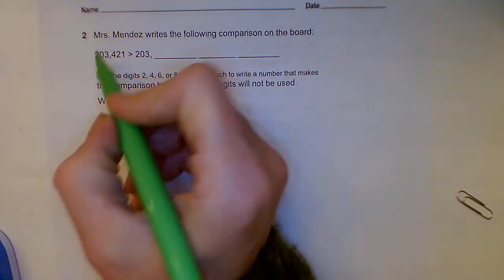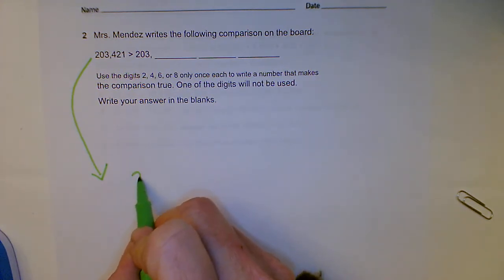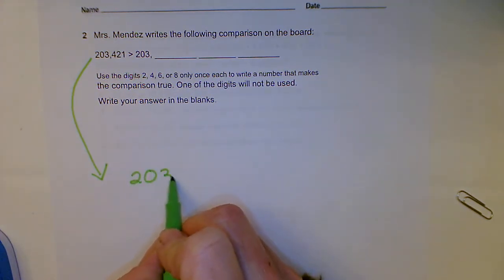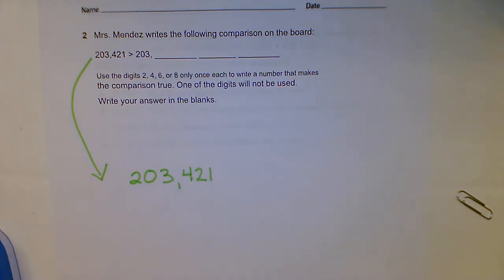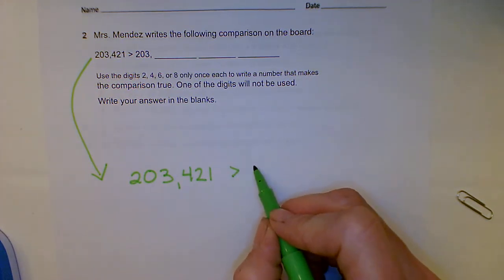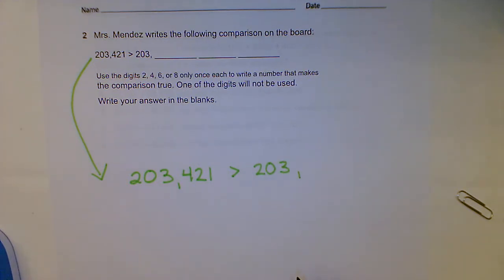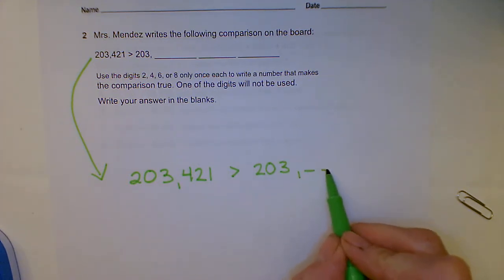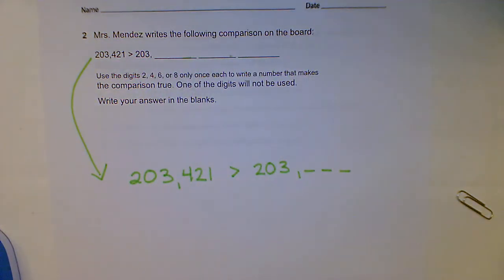I'm going to bring this down here and make it a little more clear for us. And then we'll read the rest of the problem. But I just feel like we could make this better. So we're comparing this number, 203,421, and it has to be larger than whatever this number on the right is. And this is going to be 203,000, just like that side. But now we have to figure out what the other 3 digits are, and that's what these 3 lines are for. Each one of those is a digit.